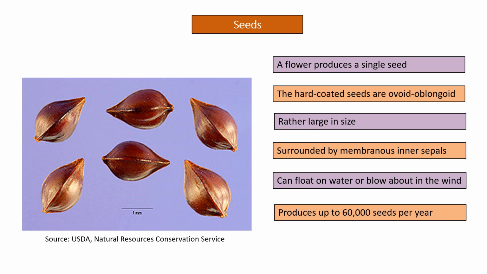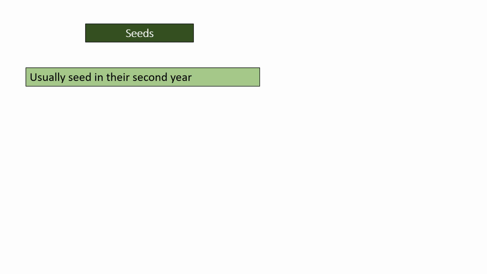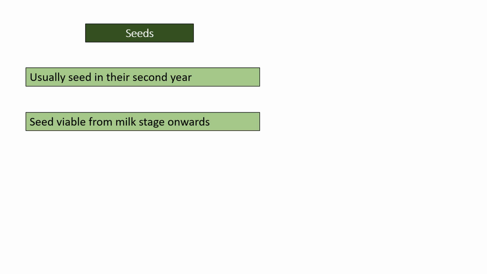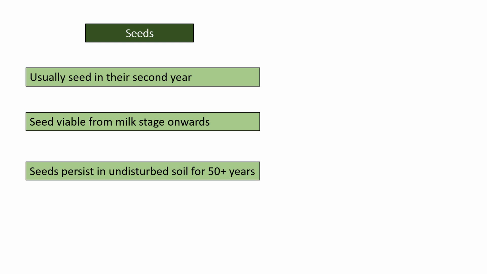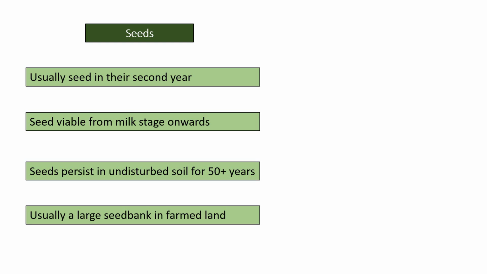The plant can produce up to 60,000 seeds per annum. Its primary mode of reproduction is by seed. The plant usually seeds in its second year. Seeds become viable from milk stage onwards. They can persist in undisturbed soil for 50 plus years, and usually there is a large seed bank in farmed lands.